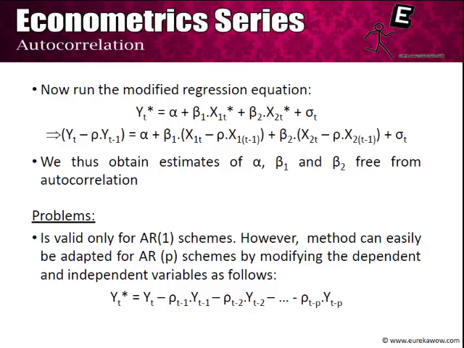Even though the GLS method is very general, it does suffer from some problems. Firstly, the one that we have seen right now is valid only for AR1 schemes. However, the method can easily be adapted for ARP schemes by modifying the dependent and independent variables as follows. So instead of just subtracting rho into yt minus 1 from yt to get yt star, we can now subtract the entire ARP scheme as we suspected. So we obtain estimates of rho 1, rho 2 and rho p, and then subtract them from yt star. However, note that finding these estimates of the various rhos will be quite difficult.